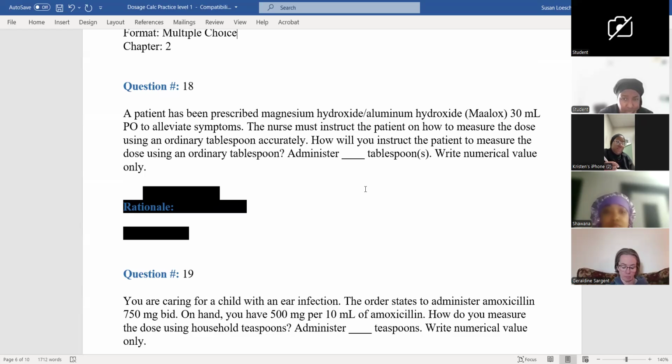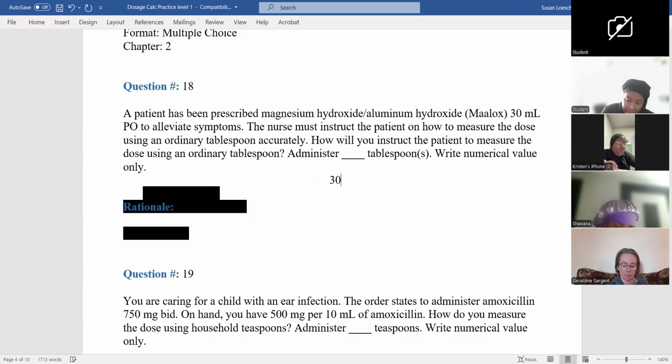The 15? You're giving 30. Okay, you're giving 30. And how many is in a tablespoon? 15. There's 15 in a tablespoon. So what's your answer? How many tablespoons are you going to give? Two.